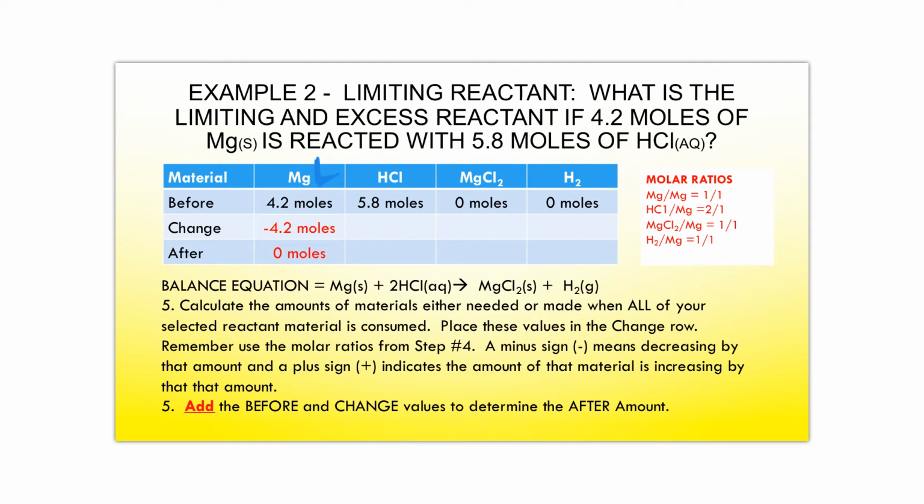Now, when you calculate the amounts of materials needed, you're going to do that using the ratios here. So let's look at how we're going to calculate how much HCl. It says here for my ratio, for every 1 mole of magnesium that I use, I need 2 moles of hydrochloric acid. So I'm using 4.2 moles, so I need to double that. So I'm going to put here minus 8.4.